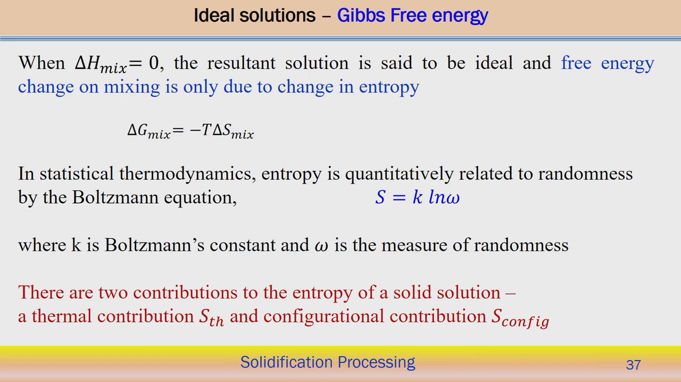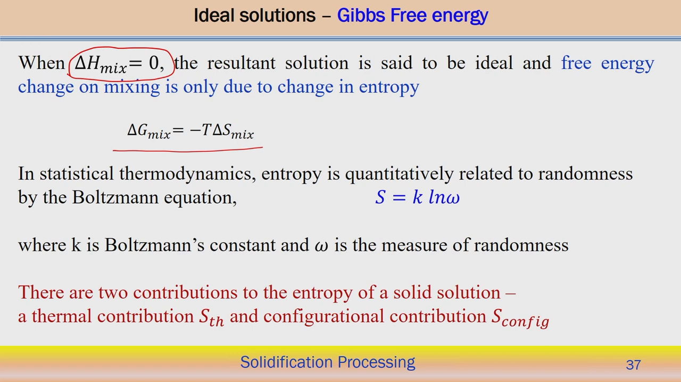So, in case of the ideal solution, whatever free energy change is only because of the change of the entropy. We are assuming for an ideal solution delta H mix equal to 0, and with this assumption, whatever change in the Gibbs free energy is because of the change in the entropy only. So, delta G mix can be represented as minus T into delta S mix.